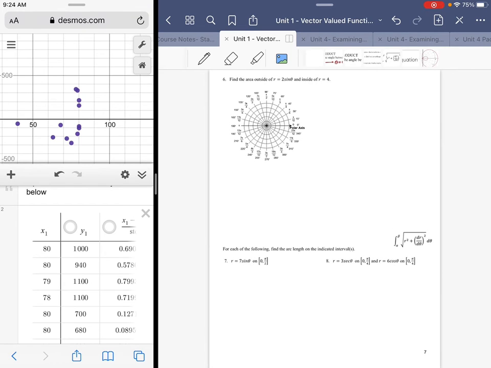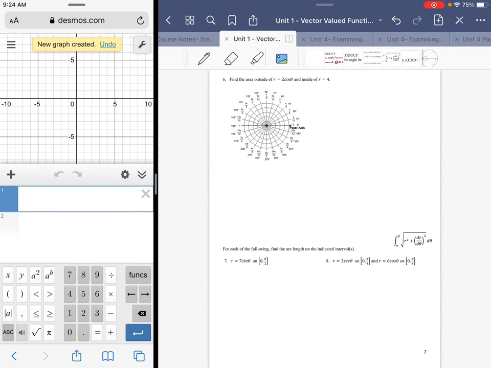By comparison, arc length is a little bit simpler, at least procedurally. On page 7, number 7, we're looking to find the arc length on the indicated interval. So I'll open a fresh new Desmos.